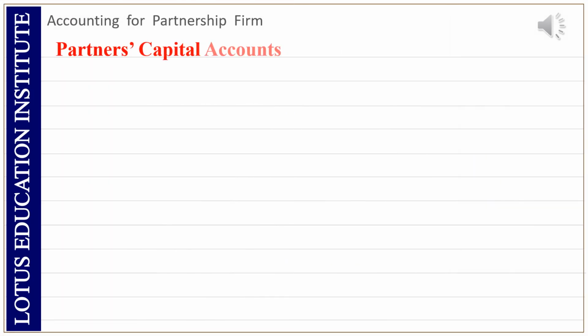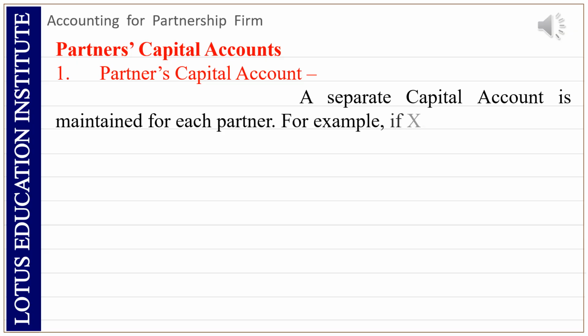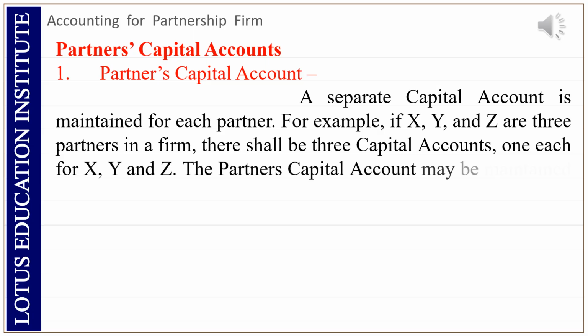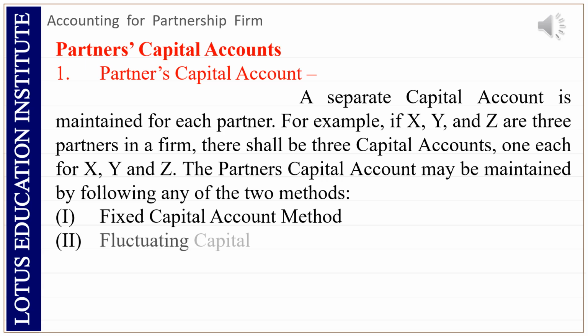Partners' capital accounts. A separate capital account is maintained for each partner. For example, if X, Y, and Z are 3 partners in a firm, there shall be 3 capital accounts, one each for X, Y, and Z. The partner's capital account may be maintained by following any of the 2 methods: 1. Fixed capital account method. 2. Fluctuating capital account method.